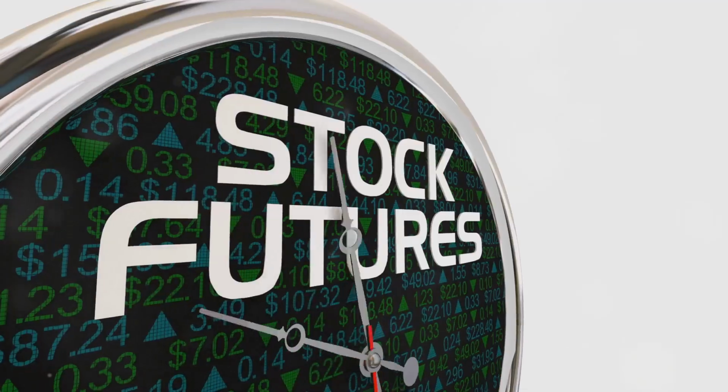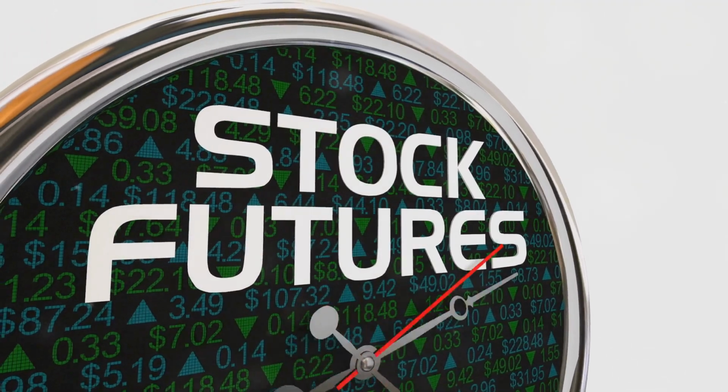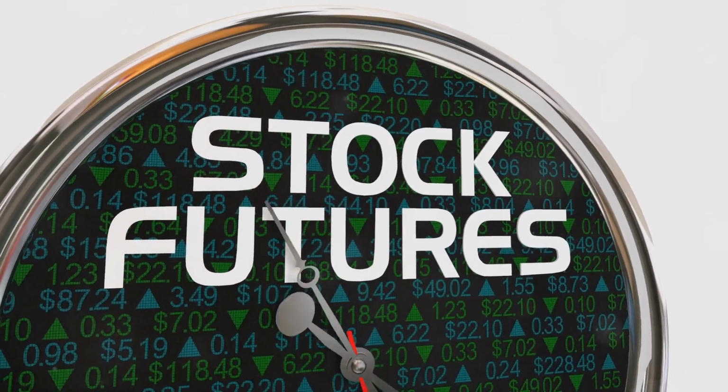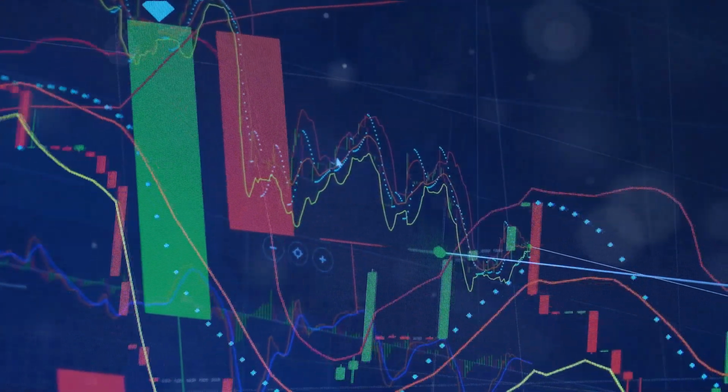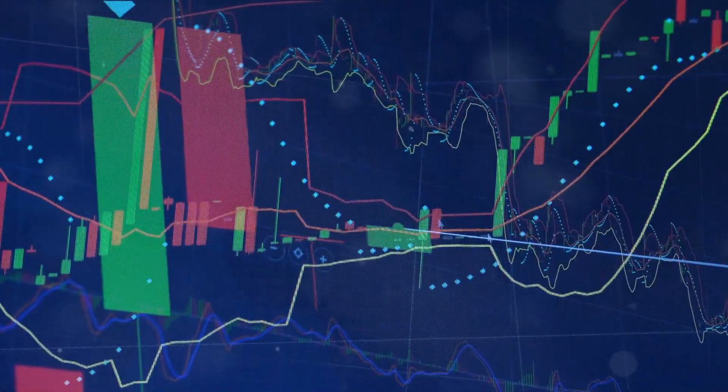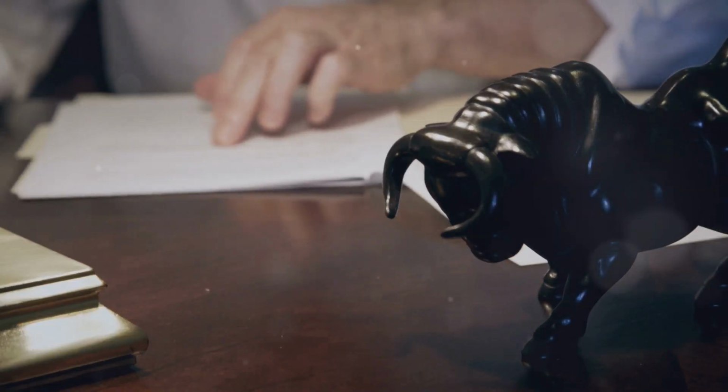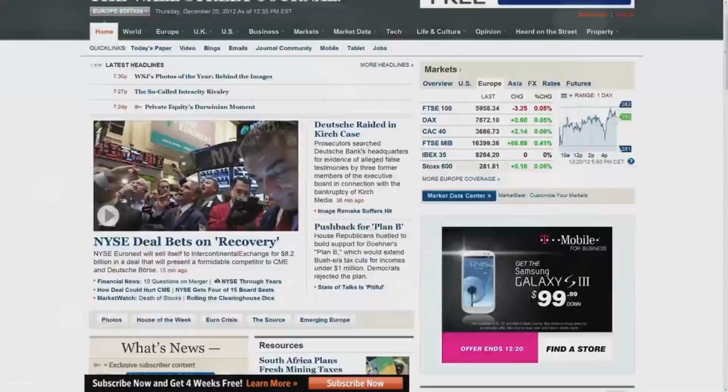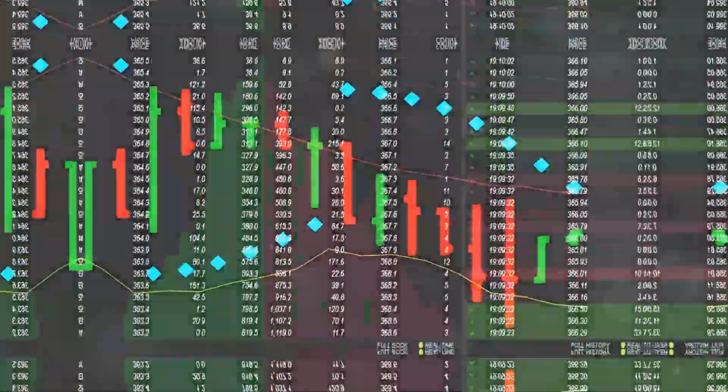When trading options, it's important to understand key terms like strike price, expiration date, and premium. The strike price is the price at which you can buy or sell the underlying asset. The expiration date is the last day the option can be exercised. The premium is the price you pay for the option.